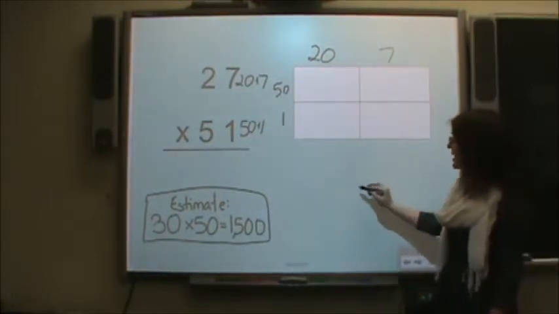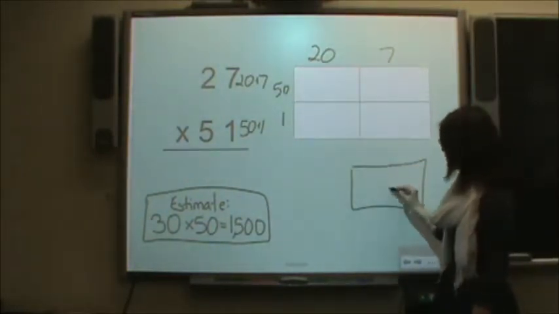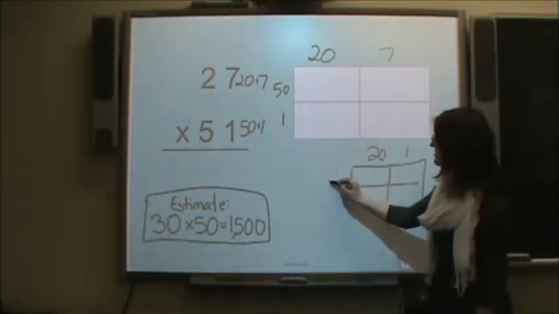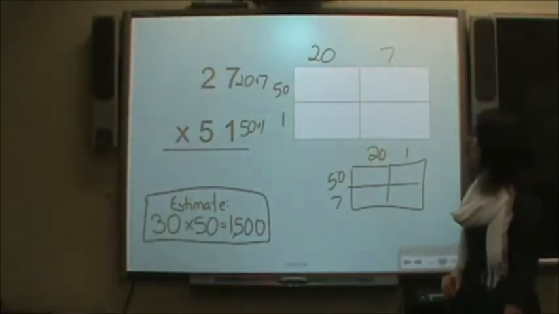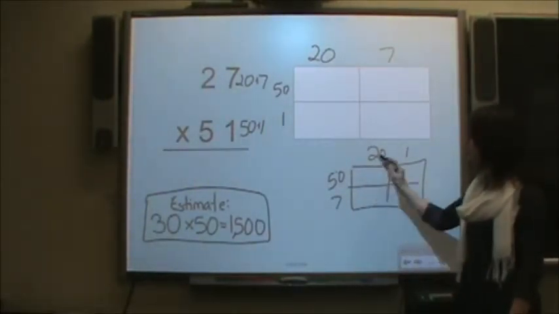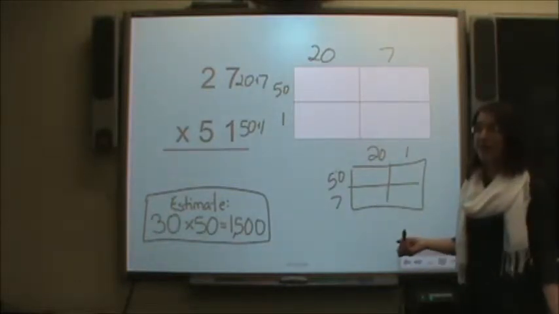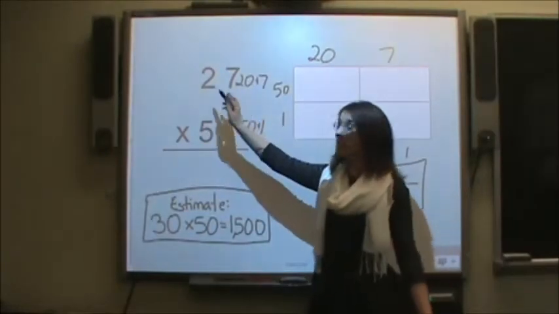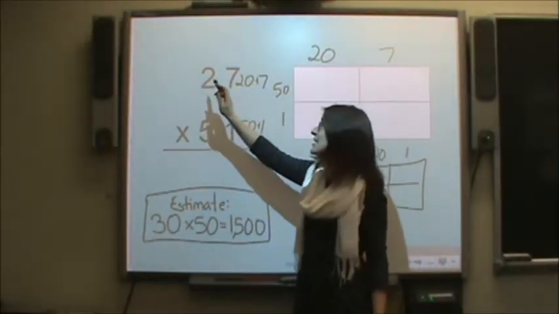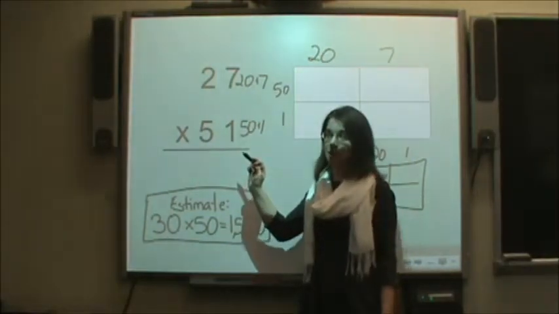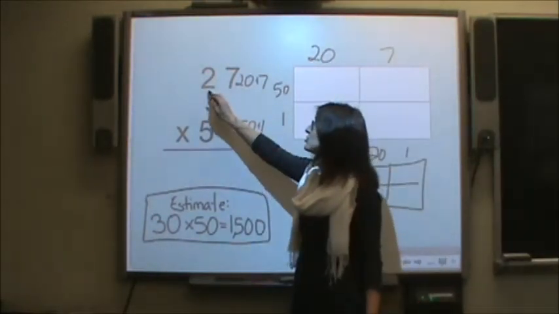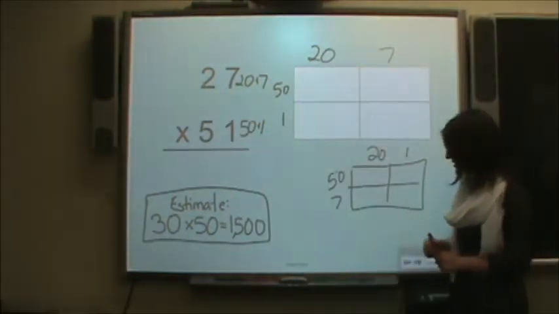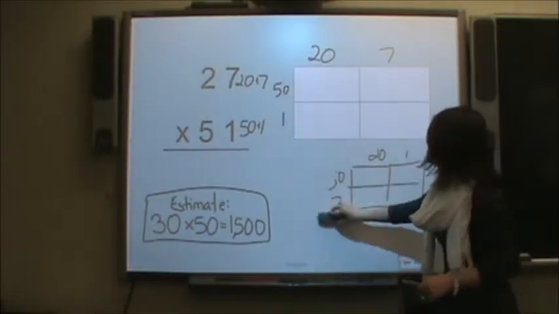Now, if I were to mix that up, let's just say I did 20, and then I put the 1 over here, and then I did the 50 and the 7. That would mean that I would end up multiplying 20 times 7. That wouldn't get me the answer because at no point am I supposed to be multiplying 20 times 7. This is saying 27 times 51. So we can't multiply the two numbers that make up one of the factors together because that would just mess everything up. So I'm going to get rid of that so we don't get messed up.